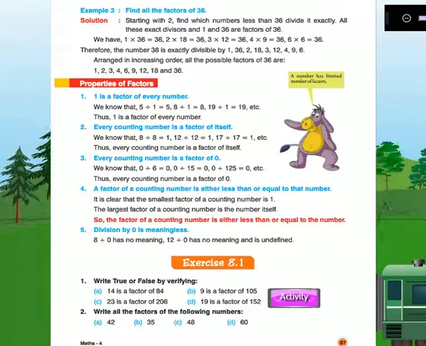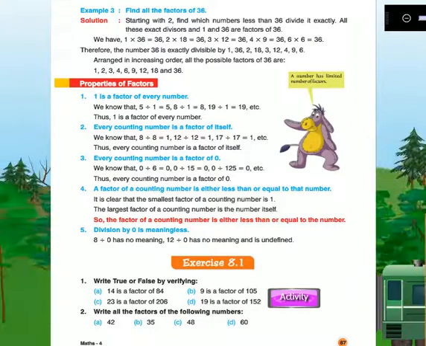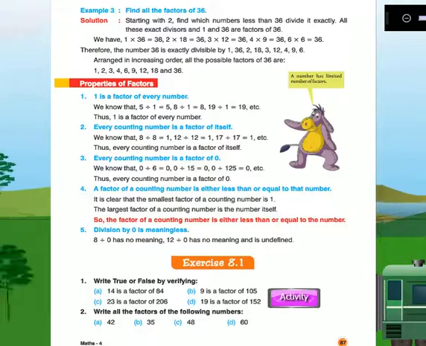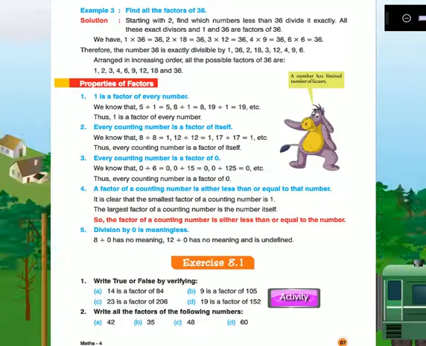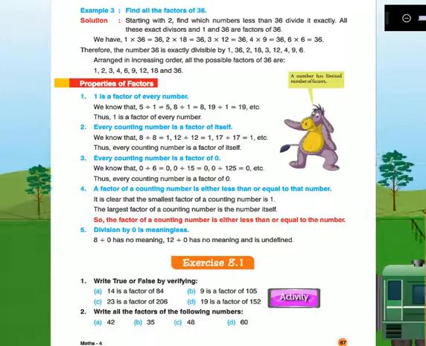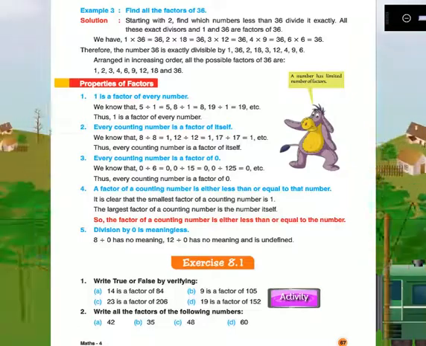Every counting number is a factor of 0. We know that 0 divided by 6 is equal to 0, 0 divided by 15 is equal to 0, 0 divided by 125 is equal to 0, etc. Thus, every counting number is a factor of 0.